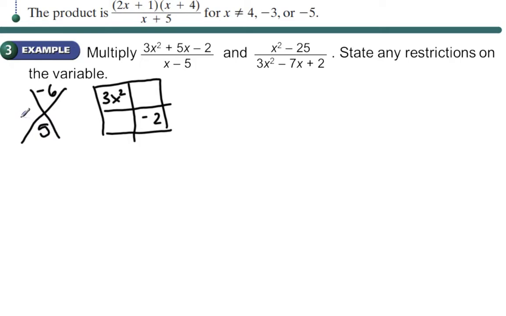So we could do negative 2 and negative 3. That gives us negative 5, but negative 2 and negative 3 gives us positive 6 in the product. So what about 6 and 1? So we've got positive 6 and negative 1. 6 times negative 1 is negative 6, and 6 minus 1 is 5. So we're going to put 6x here, negative x there.